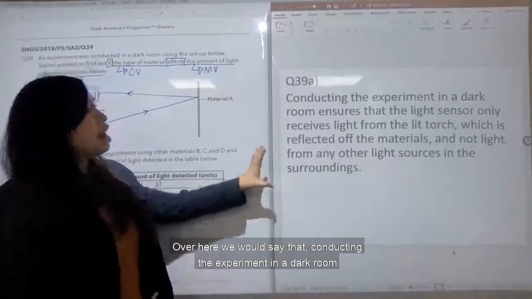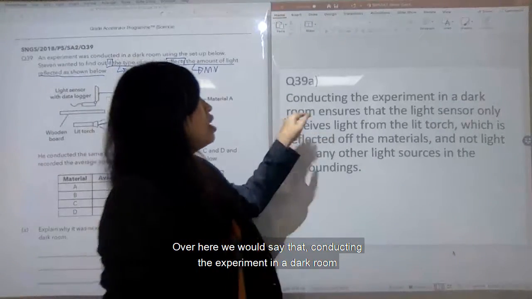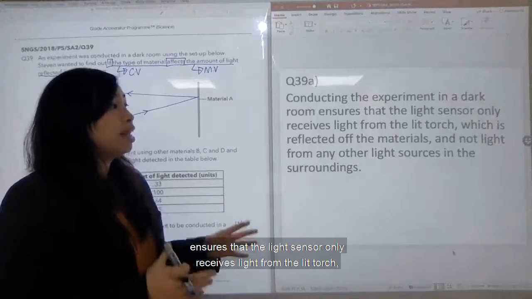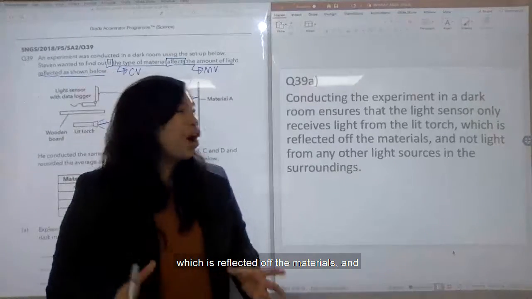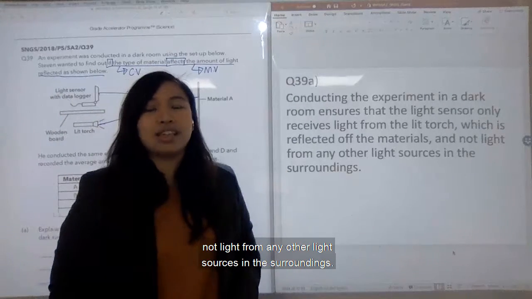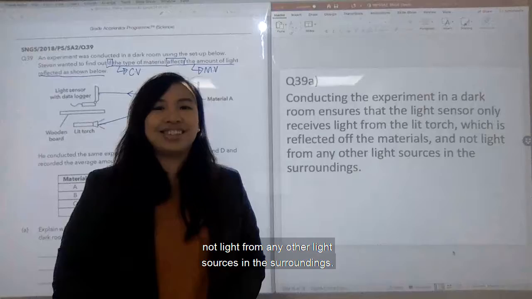Over here we would say that conducting the experiment in the dark room ensures that the light sensor only receives light from the lit torch, which is reflected off the materials, and not light from any other light sources in the surroundings.